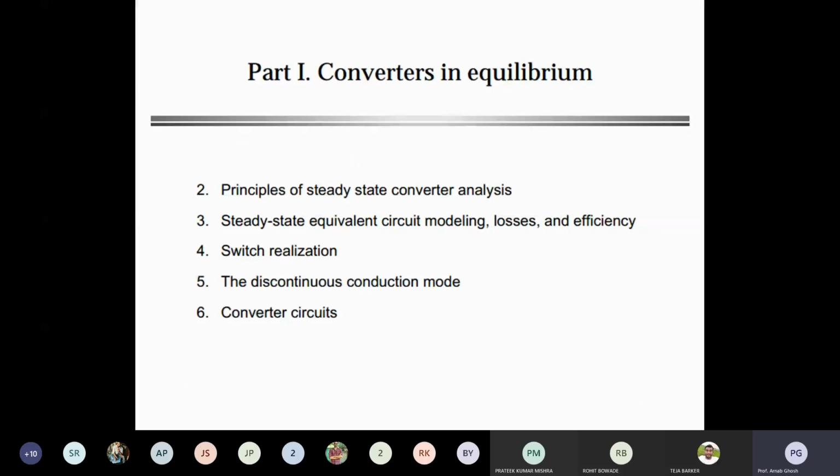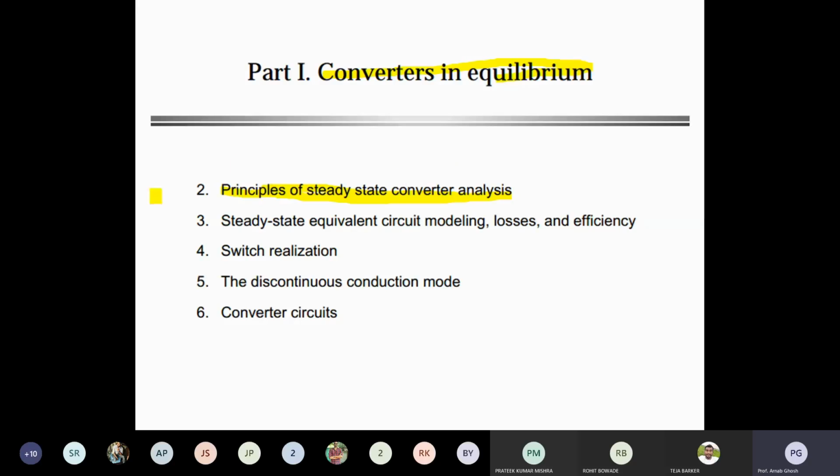Okay. Then the converters in equilibrium. The most important thing you need to study is whether your power electronics converter is working in equilibrium or not. So the most important thing is the principle of steady state analysis of the converter. Steady state analysis of the converter is important because at steady state we study the regulation. Steady state study means regulation study, that you have to observe.